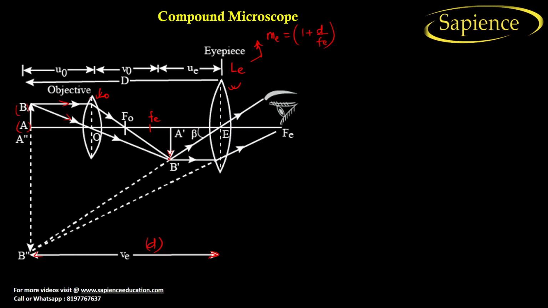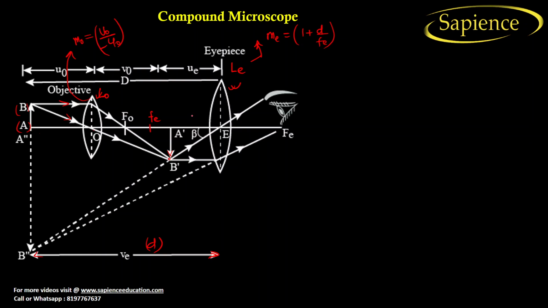Now when we talk about the objective, what will be the magnification of the objective? The magnification of the objective is equal to v by u naught. Since the object is in front of it, we are putting a minus symbol. See here, whatever relation we are deriving, we are putting all the symbols.